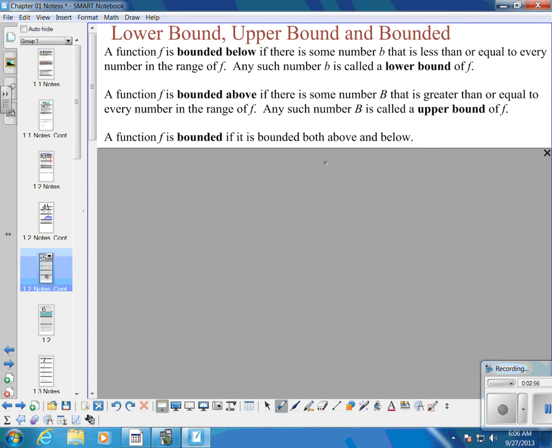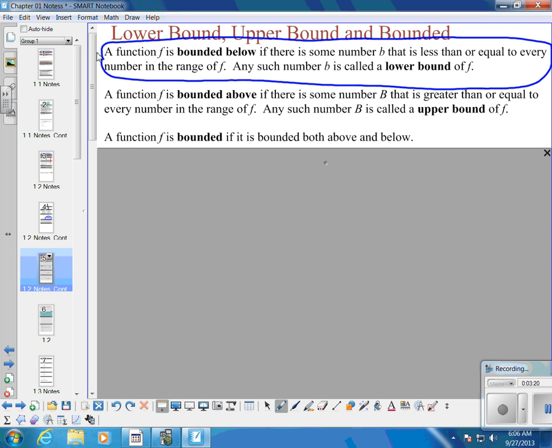So, starting with the new information, now we have lower bound, upper bound, and bounded graphs or unbounded graphs. Basically, if you look at this top line up here, it talks about bounded below. A function, which we'll call f, is bounded below if there is some number b that is less than or equal to every number in the range of f. Any such number b is called a lower bound of f.